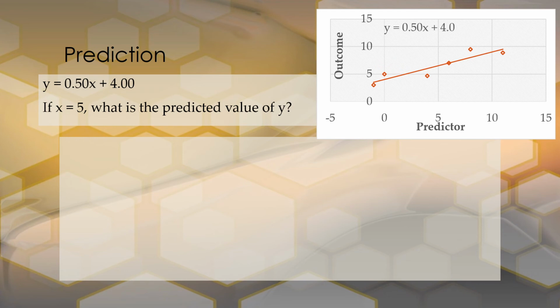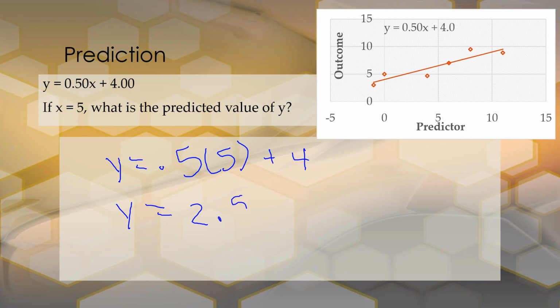And we can put this in the equation. So we're just going to fill in the equation. So y equals 0.5, and we're just going to fill in x. And we want to know, for x equals 5, plus 4. So y equals 2.5 plus 4. So y equals 6.5.